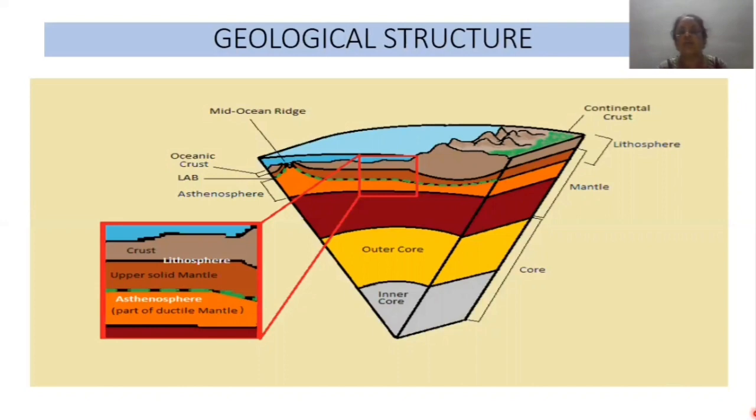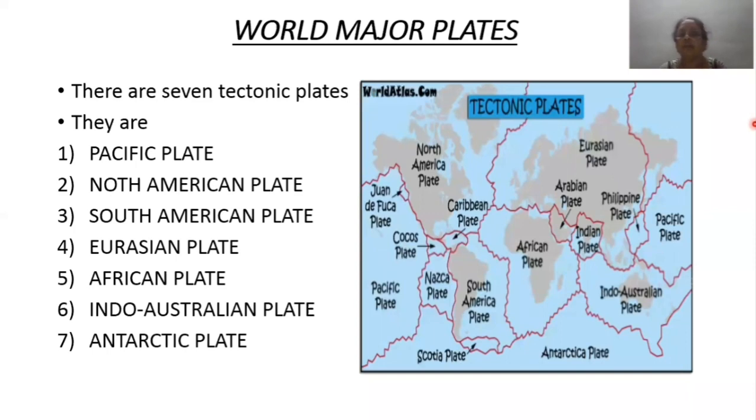Those pieces are called tectonic plates. There are 7 tectonic plates. The first one is the Pacific plate, here you can see. Then the North American plate, this one. Then the South American plate, this one. Then the Eurasian plate, this one. Then the African plate. Then the Indo-Australian plate. Then the Antarctic plate. So how many tectonic plates are there?